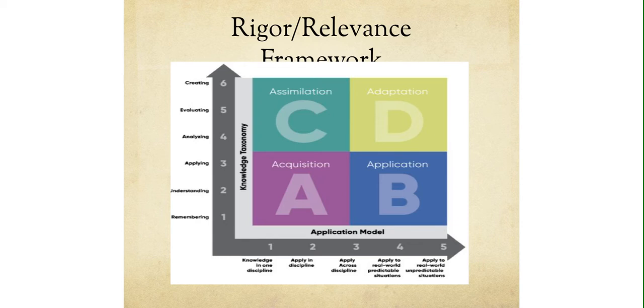So for example, if I were to give a worksheet that was just basic vocabulary and ask students to define all the words, that's going to leave me in quadrant A, acquisition. So how are these students acquiring this information? Is the teacher providing these definitions, or is the student expected to look them up? How are they using this vocabulary? Are they just blankly copying it? Are they expected to use it in their everyday conversations? What is going on?